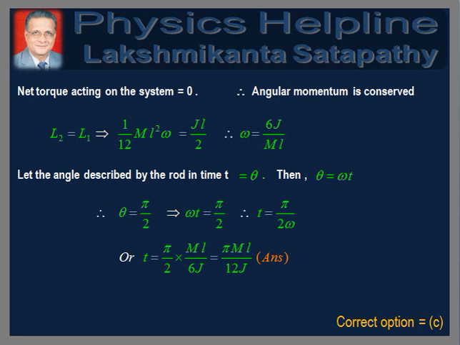Now, the angle described by the rod in time t is given by theta is equal to omega t. It is given that theta is equal to pi by 2. Therefore, we have omega t is equal to pi by 2 or t is equal to pi by 2 omega. Putting the value of omega and simplifying, we get t is equal to pi ml divided by 12J. Therefore, the correct option is C, which is the answer to question 2.